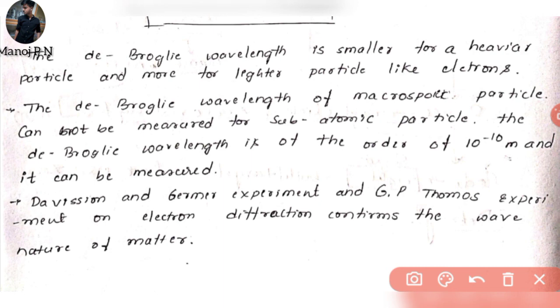The Davisson and Germer experiment and the G.P. Thomson experiment on electron diffraction confirm the wave nature of matter.